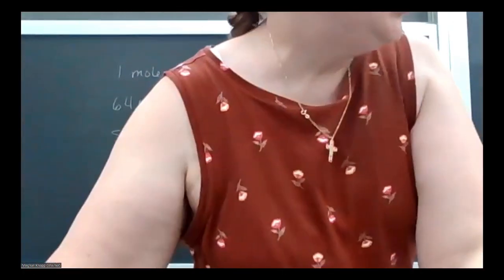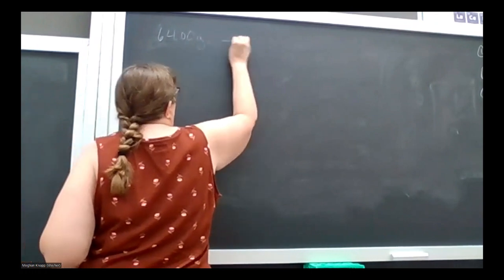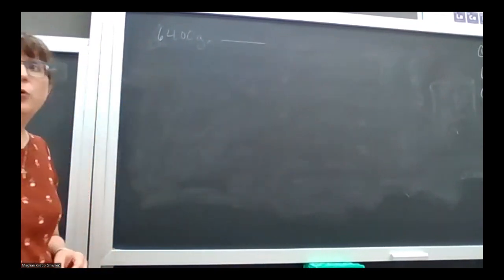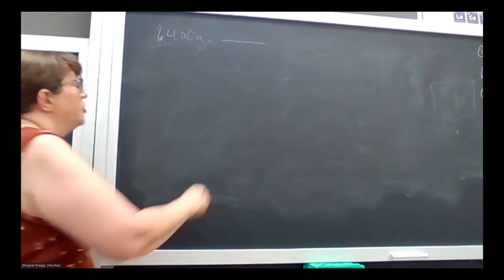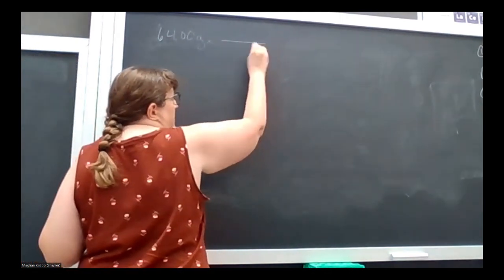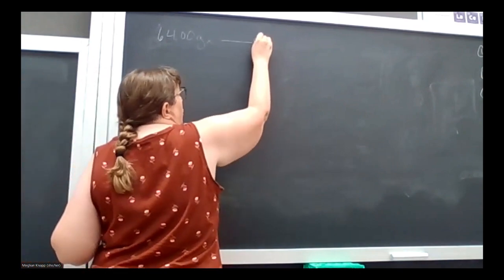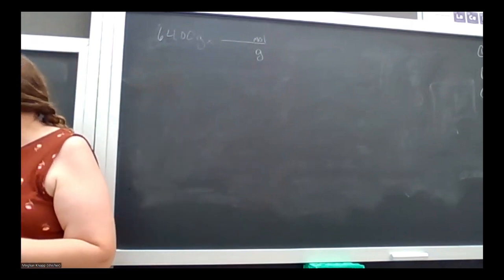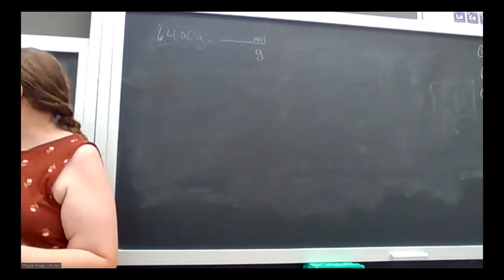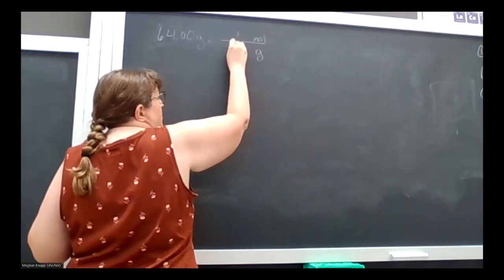So what we do, start with our 64, and then we'll multiply by a fraction. We put the units that we don't want, the ones we're trying to get rid of, on the bottom. So grams goes on bottom, and the units we do want on top. Moles. Okay. Then my molar mass is 32 grams per mole. So that means 1 mole weighs 32 grams.